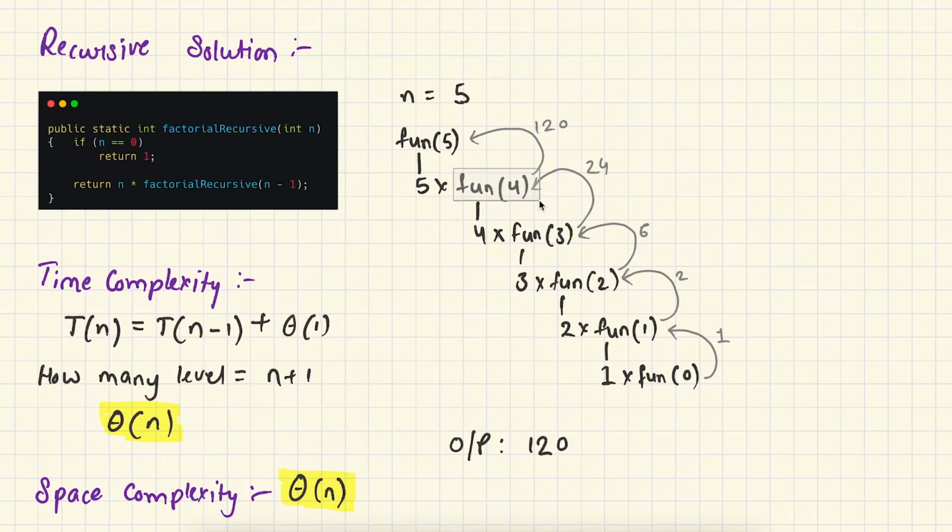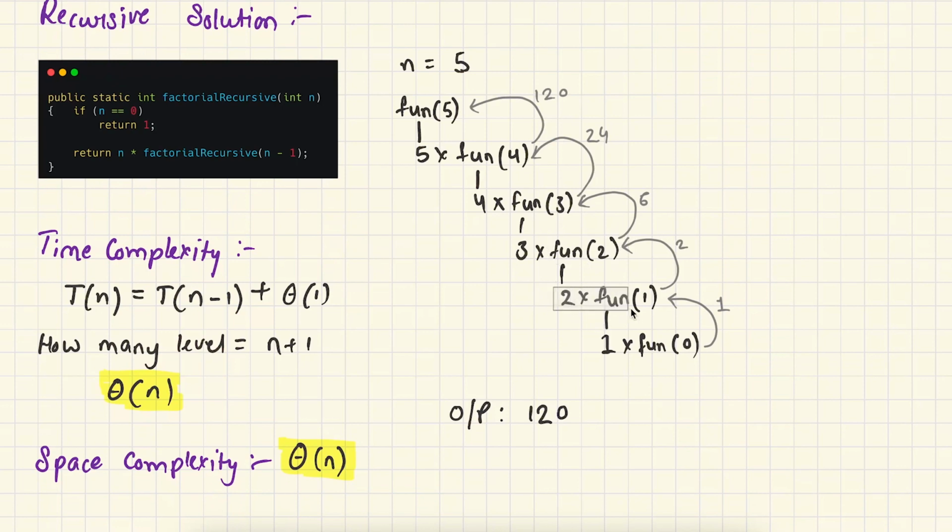When this function gets called, the execution begins from the beginning, right? So what this function does, it simply does 4 into recursively calling the function with input 3. When this function gets executed, the execution begins again from the beginning. It simply does 3 into calling recursively a function by passing 2 as a parameter. Now when this function executes, it calls for 2 into function by passing 1 as the input. When this function gets executed, it calls for 1 into function of 0.